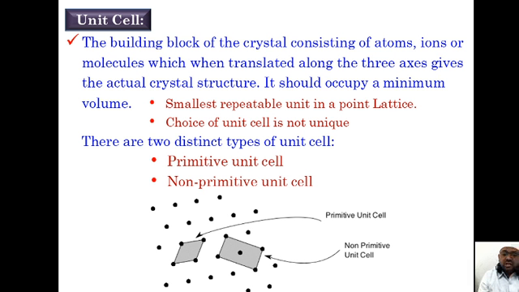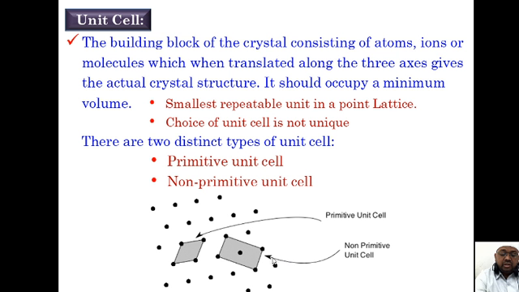See, when you look at the geometrical figure, let us consider the first figure. In the first figure, if I join any 4 points, two-dimensionally, I'm talking about two dimensions. When I join any 4 points, this particular cell is what we call a primitive unit cell.